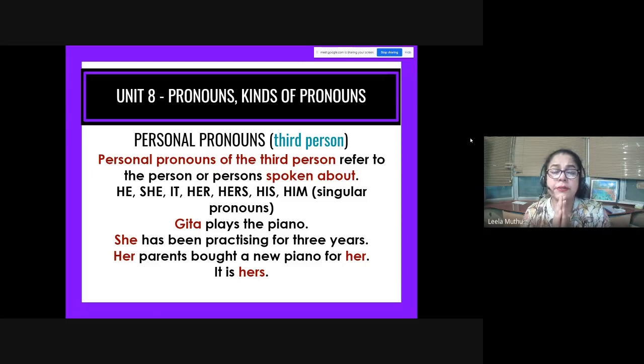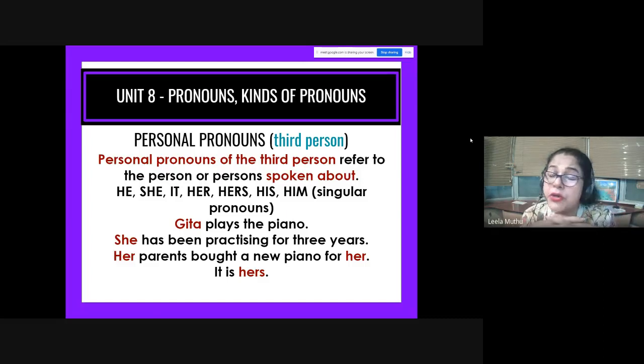Okay, so now let's go to the personal pronouns of the third person. Personal pronouns of the third person refer to the person or the persons being spoken about. See the difference? When we're speaking about somebody, we refer to them in different ways. I cannot refer to the person I'm speaking about as you or I or me or us. I can only refer to them as he, she, it. These are the persons we are speaking about.